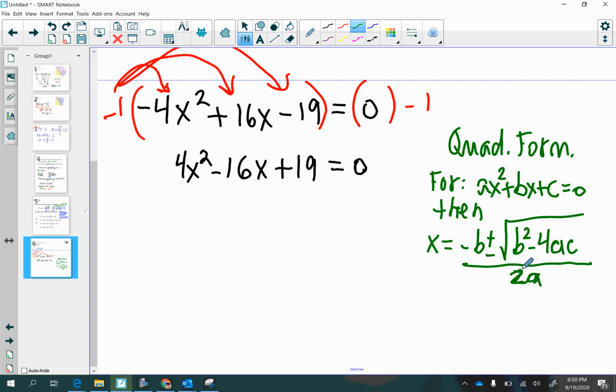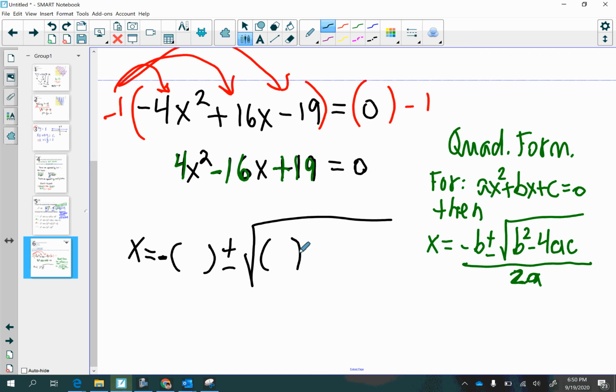Okay, so then here, since we already have this thing set equal to 0, we can see that a is going to be 4, b is going to be -16, and c is going to be +19. So now we'll go ahead and start setting up our shell: -b plus or minus the square root of b squared minus 4ac, all over 2 times a.